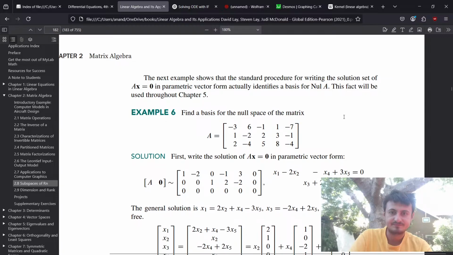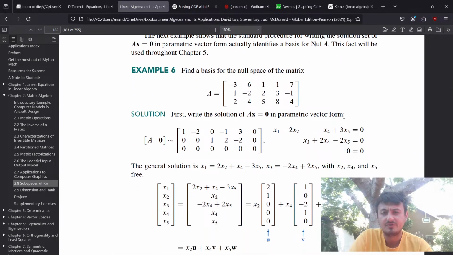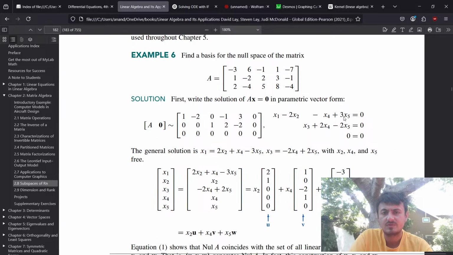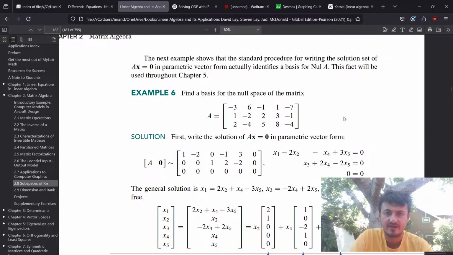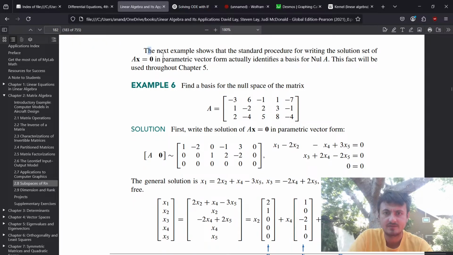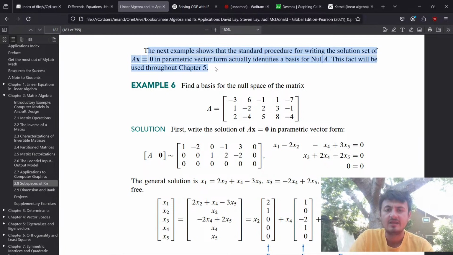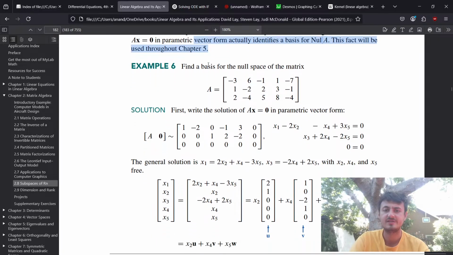Find a basis for the null space. Okay, that's kind of an interesting problem. I like this problem. It shows that the standard procedure for writing the solution set of Ax equal to 0 in parametric vector form actually identifies a basis for null A. Okay, this is a cool problem.